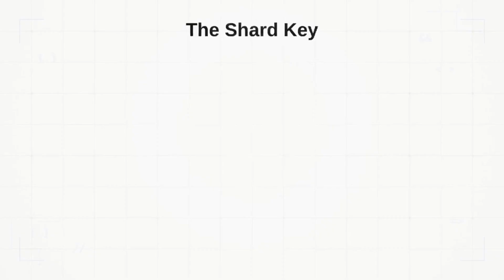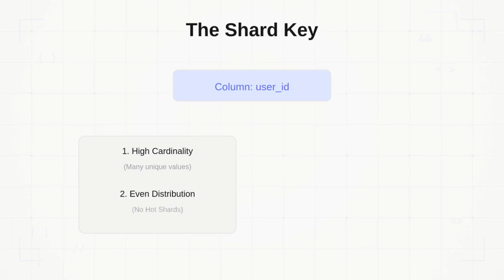The most critical decision in sharding is choosing your shard key. This is the column that determines which shard a specific row belongs to. If you choose user ID as your shard key, all data for a specific user will live on the same shard. This is ideal for multi-tenant applications.